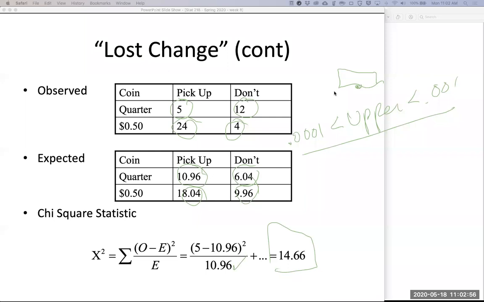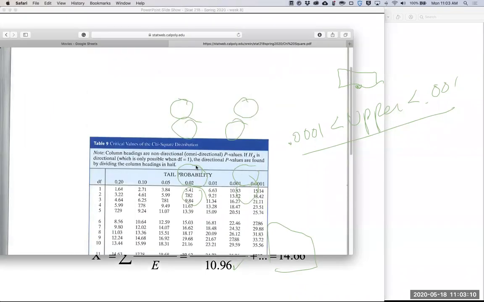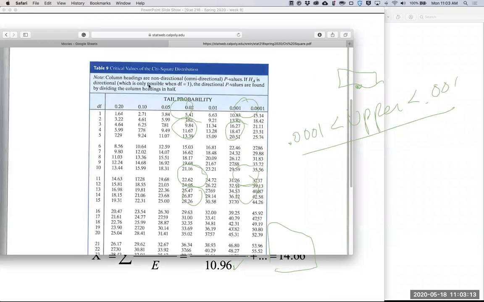What about the directionality of my alternative hypothesis? You might have remembered that our alternative is directional. You might also have spotted in the chi-square table that if you have 1 degree of freedom, the directional p-value is half of the table area. So my p-value for my directional test is the following. 0.0005 is less than the p-value, which is less than 0.0005. I'm sorry, 0.000. Needed an extra 2 zeros there.